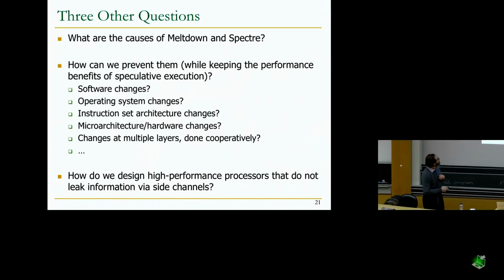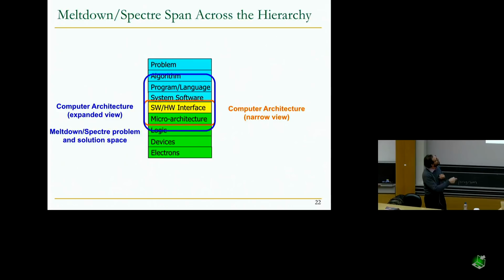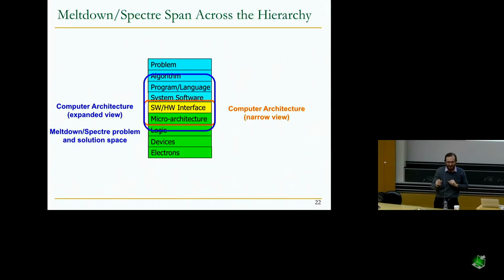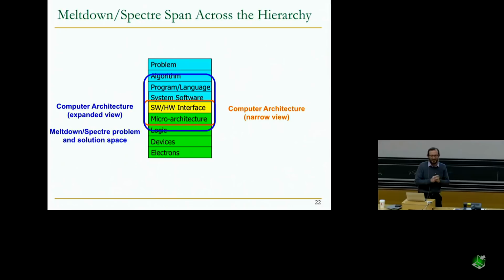So basically, if you look at Meltdown and Spectre, both the problem and the solution space really span across all of these. If you really go to the nitty-gritty of it, logic gates are involved. Actually, one of the big causes of Meltdown is how fast you can make one of your pipeline stages, which we will talk about later on.